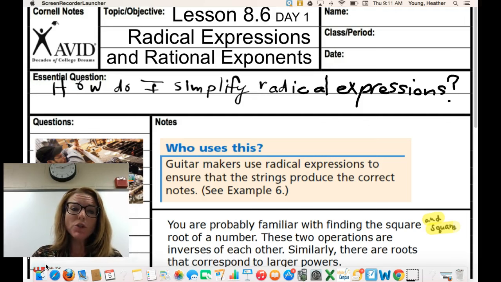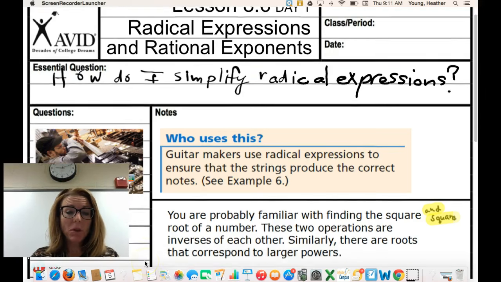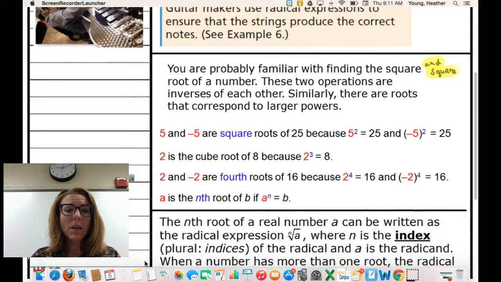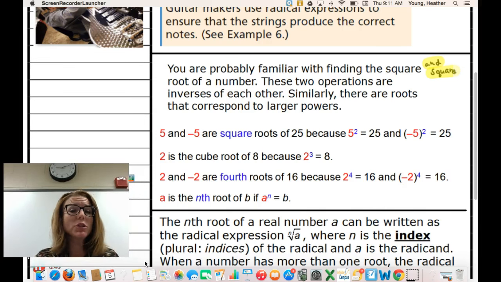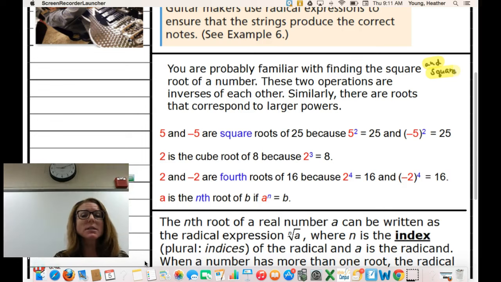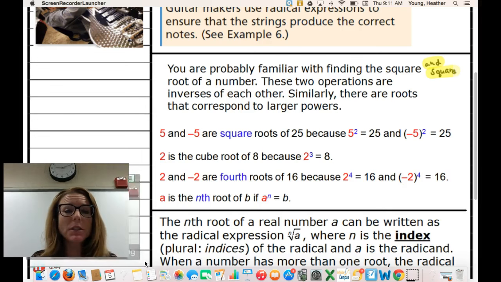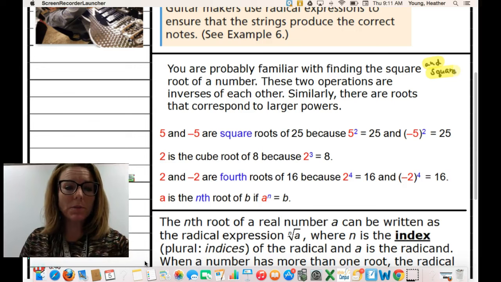The essential question is, how do I simplify radical expressions? Who can use this? Well, guitar makers use radical expressions to ensure that the strings produce the correct notes. Quite interesting. You are probably familiar with finding the square and square root of a number. These two operations are inverses of each other. Similarly, there are roots that correspond to larger powers.